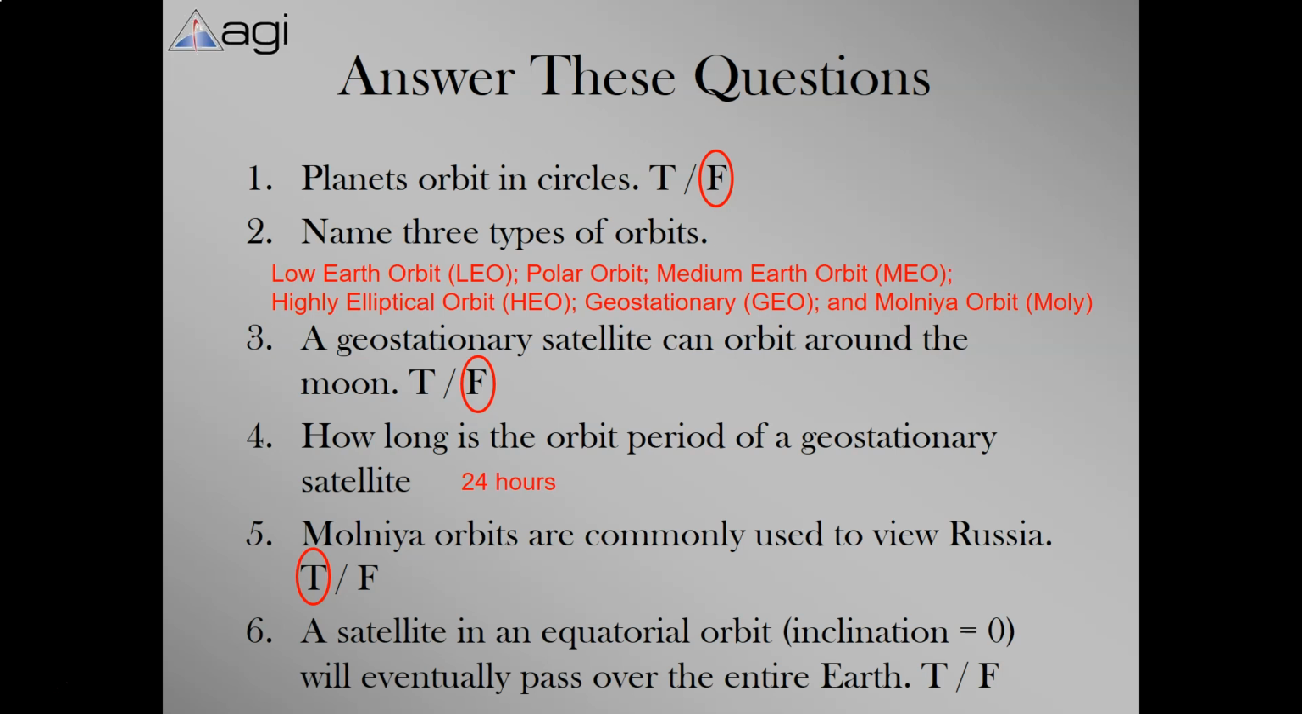Number 6. A satellite in an equatorial orbit, that's an inclination that's equal to 0 degrees, will eventually pass over the entire Earth. True or false? False. All right, that's it for the introduction of orbits. Now on to more complicated stuff.